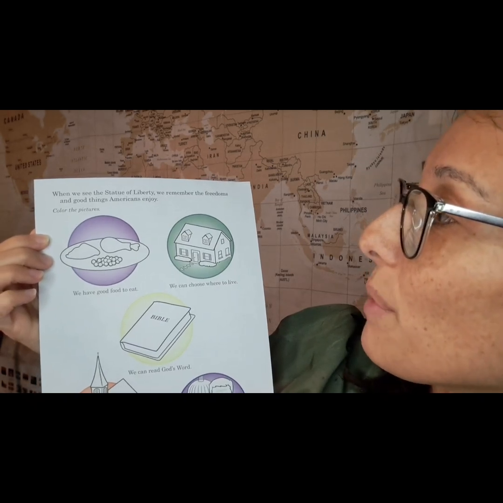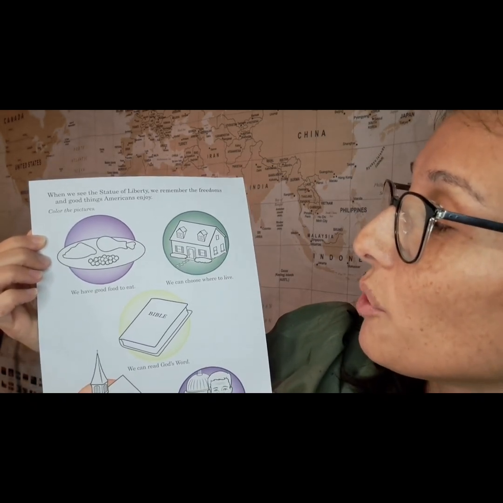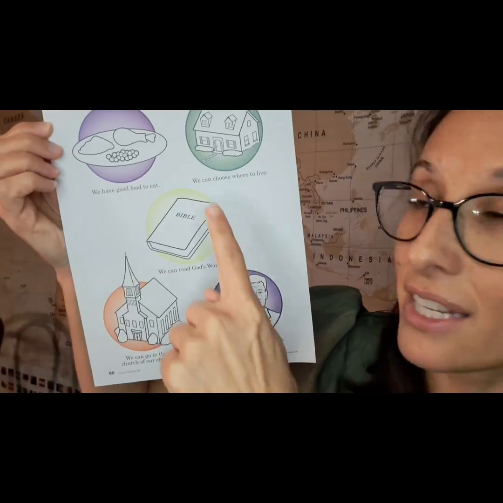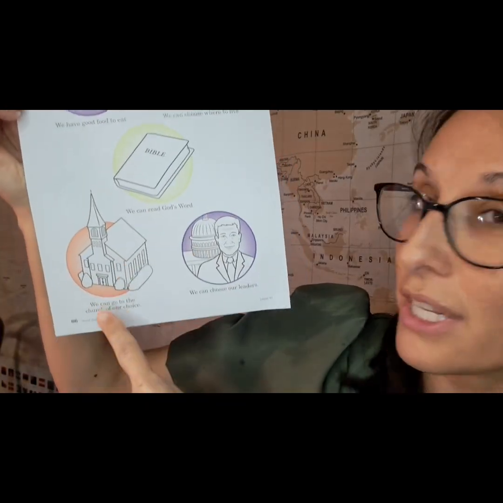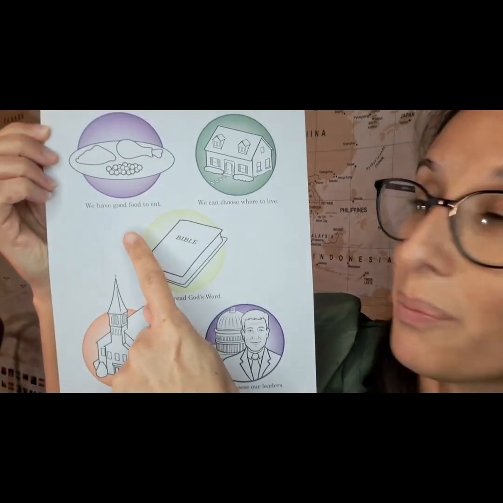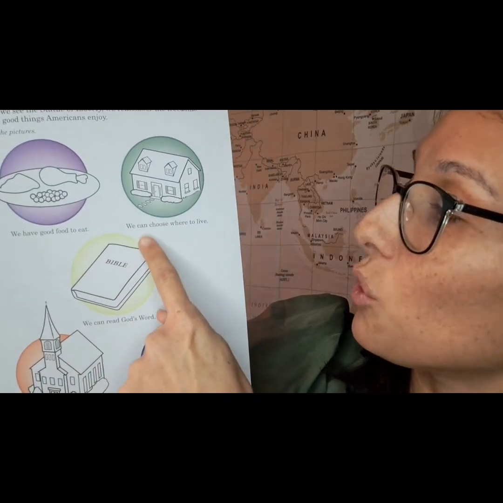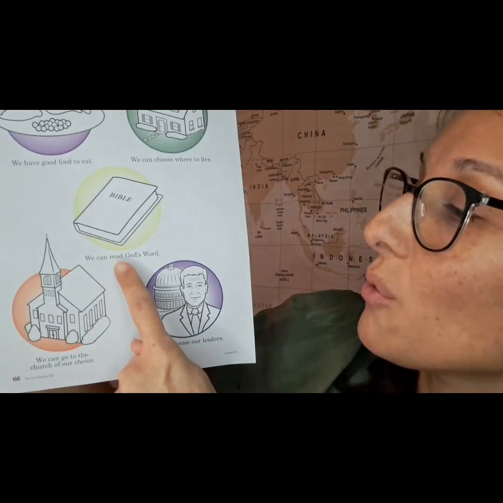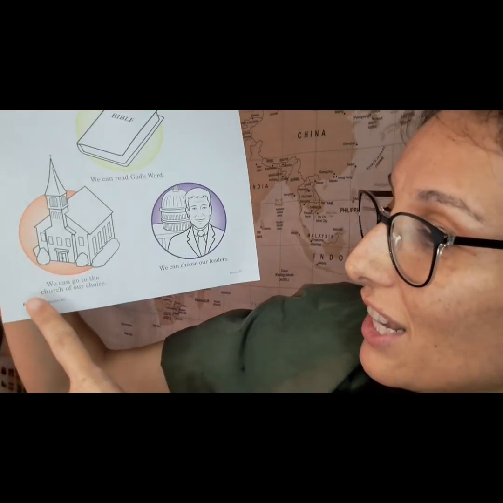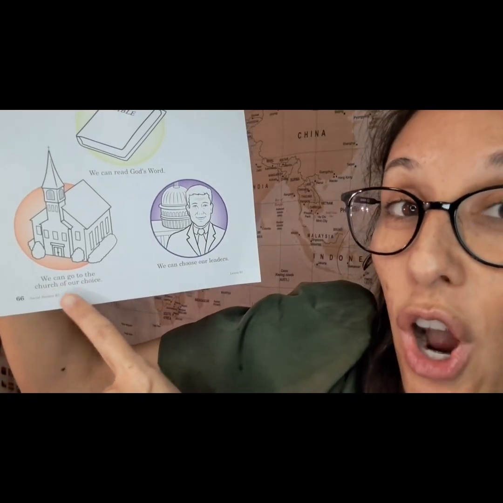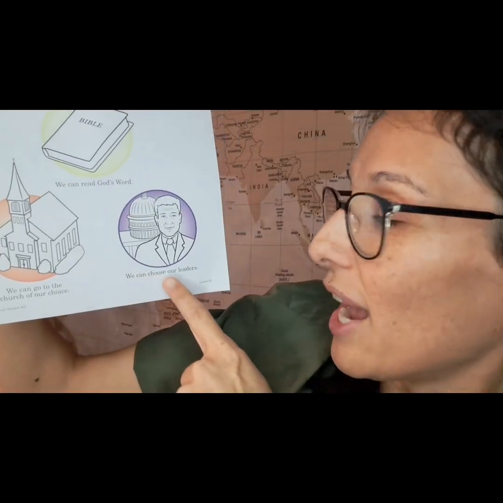Statue of Liberty, we remember the freedoms and good things Americans enjoy. Color the pictures. These are the different things Americans enjoy. I might be wrong, I'll read them to you. We have good food to eat. We can choose where to live. We can read God's word. We can go to the church of our choice. And we can choose our leaders. Yes, it was made in London, England. That's right. And it is now in the Liberty Bell Center in Philadelphia, Pennsylvania.